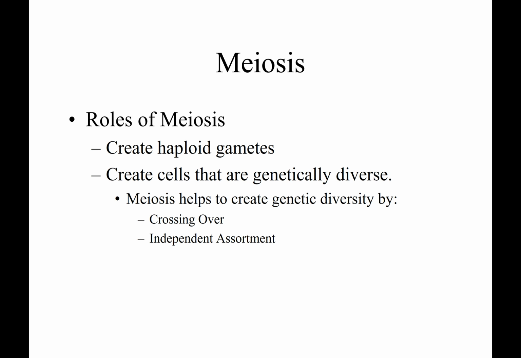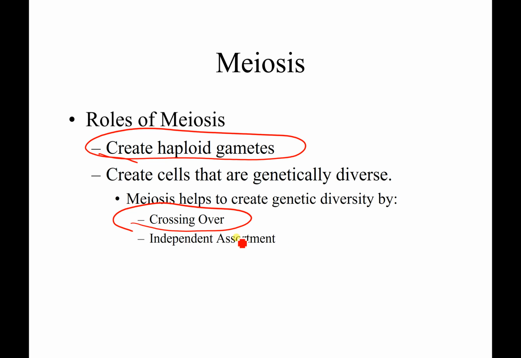So some roles of meiosis in the body. First of all, it creates haploid gametes. It makes sexual reproduction possible. It also creates cells that are genetically different from each other. And like we said a minute ago, it can do that either through crossing over or through independent assortment, both of which occur very early in the process.